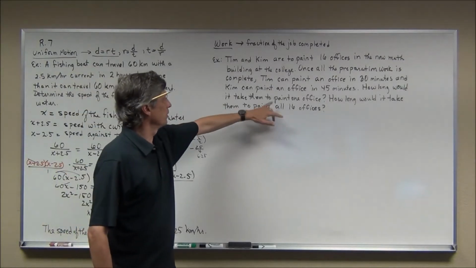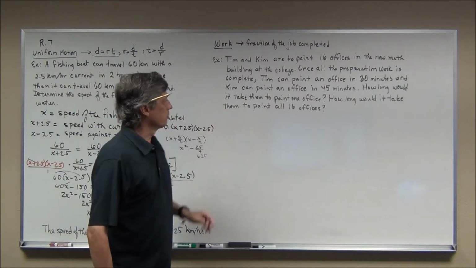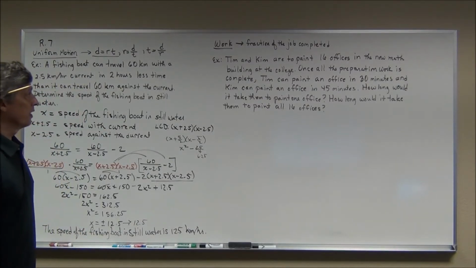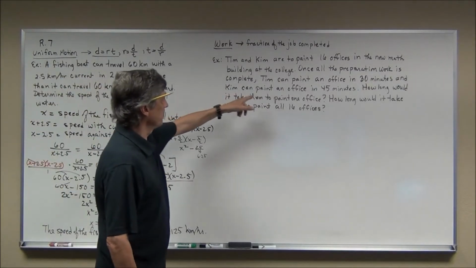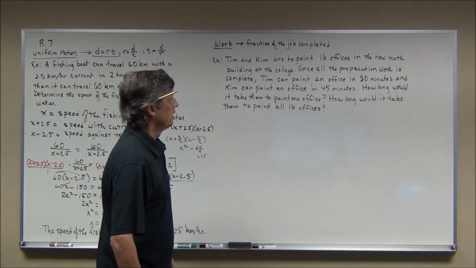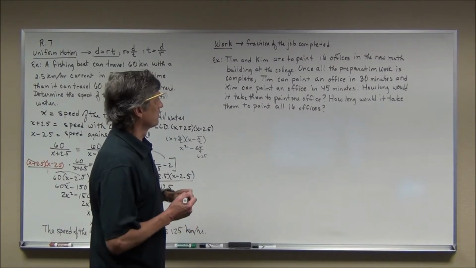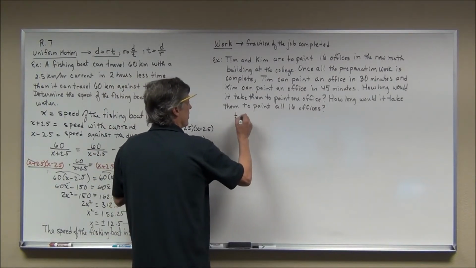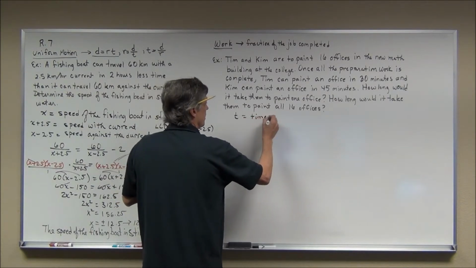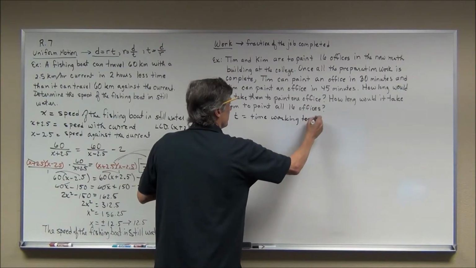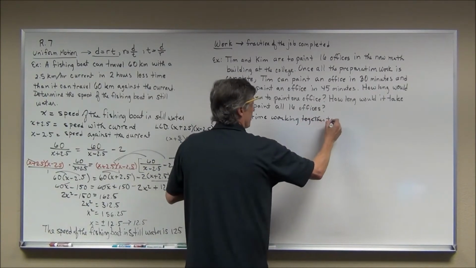Well, that'll be easy. Once we know how long for one, we just multiply by 16 to get 16 offices. Now, if Tim can paint it in 30 minutes and Kim can paint it in 45 and they work together, the answer should be less than 30 minutes because Tim can paint it in 30 minutes by himself. So I'm going to let T represent the time working together to paint one office.